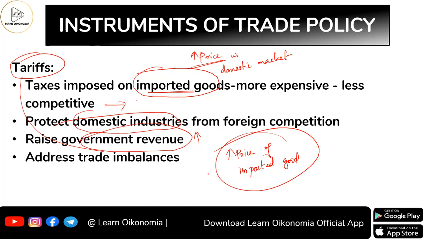So what happens to the demand for imported goods? Demand for imports would be coming down, and thus actual import would be coming down, and import payment would be coming down. And thus what happens? You are required to pay less to the rest of the world in terms of import payment. So you can deal with the trade imbalances. Trade deficit can be reduced.